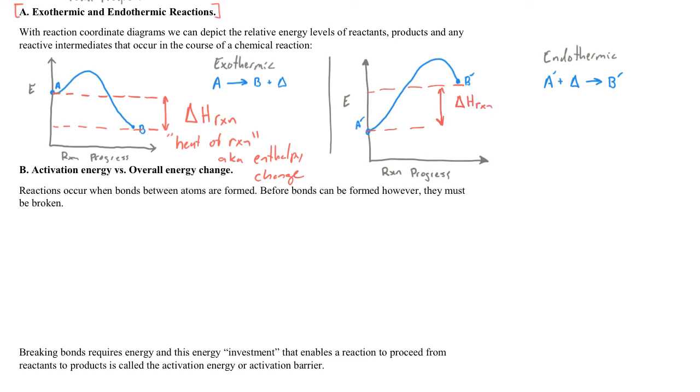Now, there's another part to the reaction coordinate diagrams that we need to talk about, which is this hill that the reaction has to go over as it proceeds from the starting materials to the products. So we have this hill. What is its origin? What is its significance? Why is it there?